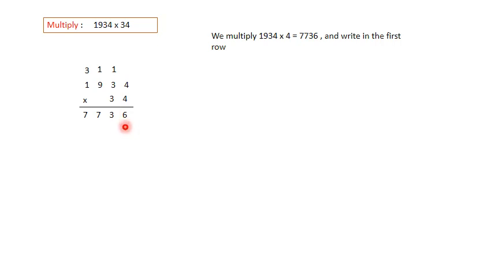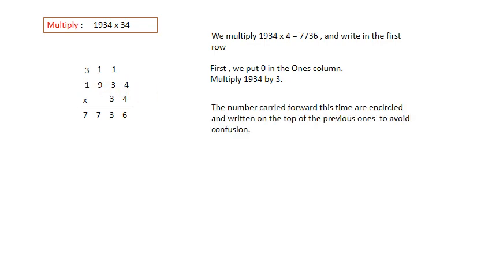So what will we do? We'll first put 0 in the ones column. Here we'll put 0 and then we'll multiply this 1934 by 3. And the numbers carried forward this time are encircled. Whatever carry over comes, that we are going to forward, will be encircled at the top of the previous one, so that there is no confusion.